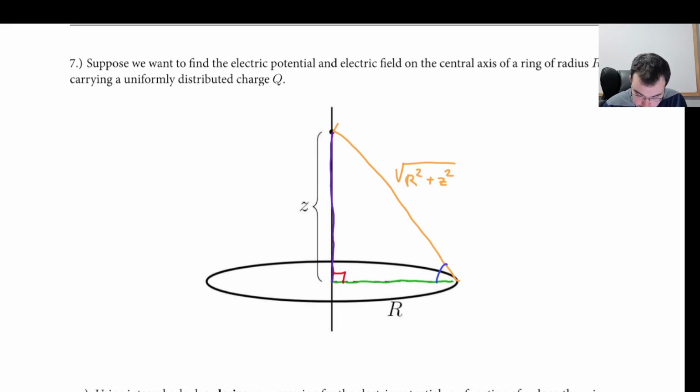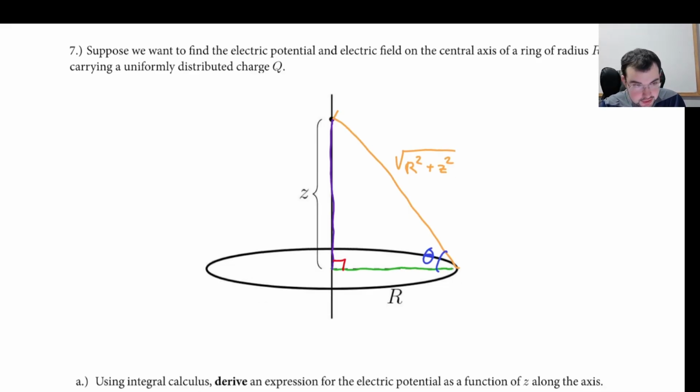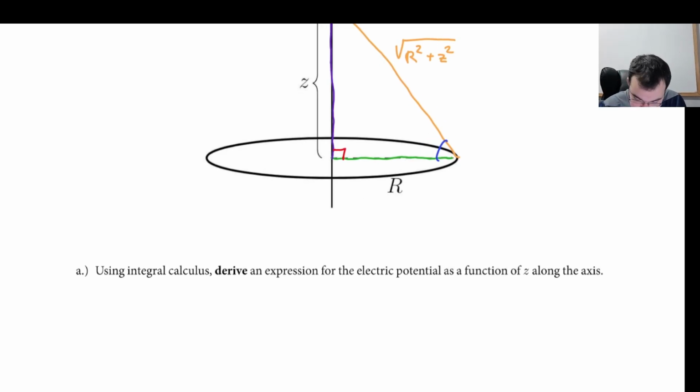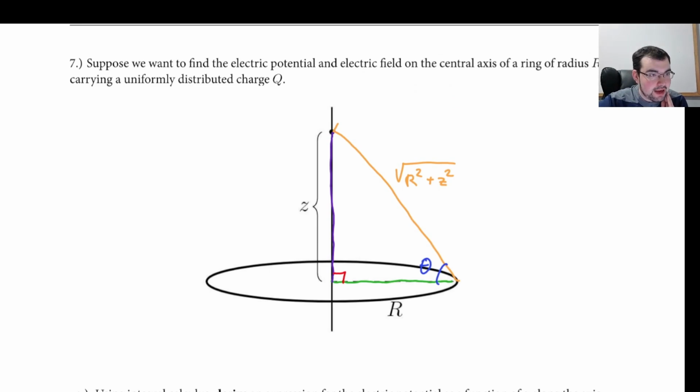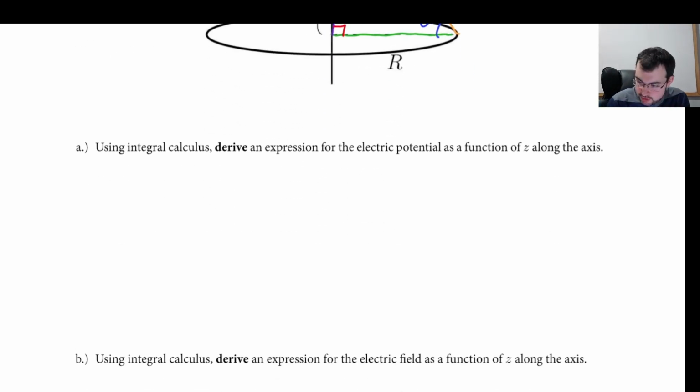And we might want to define this polar angle theta, because we like to do some things with angles. So now, first of all, potential. So what is potential? Well, potential is the sum of all of the k dq over r's. We'll show something nice that happens here.